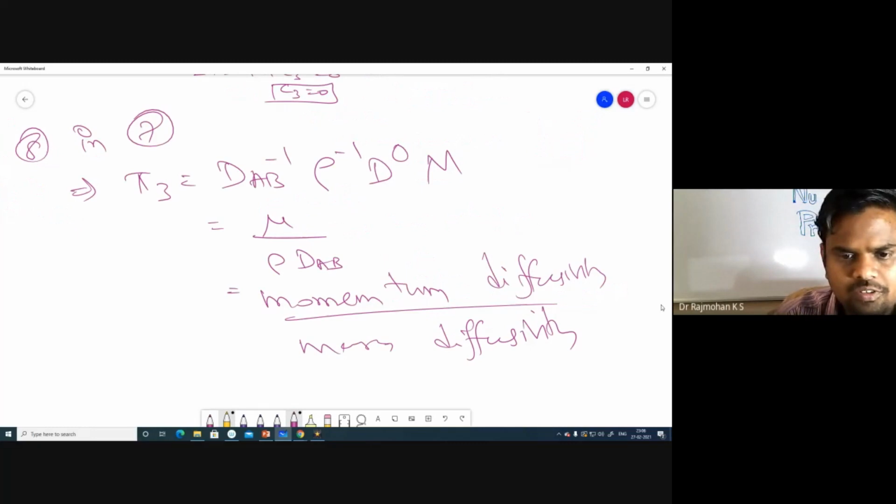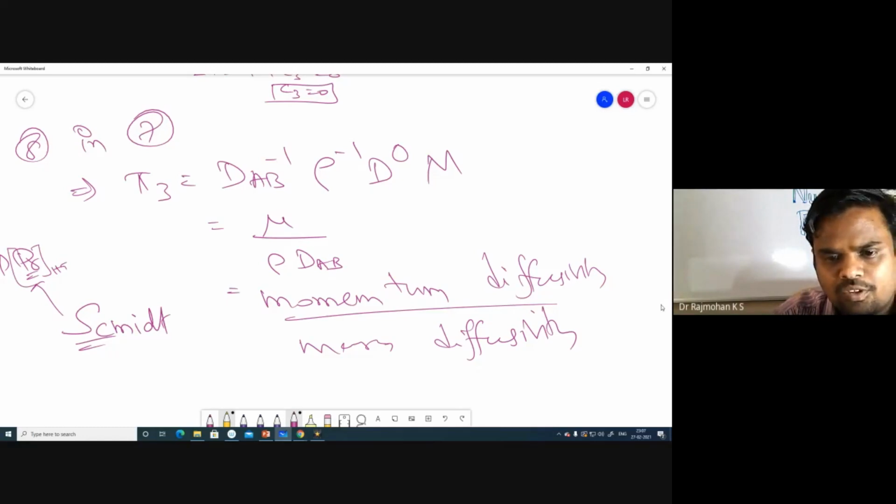So momentum diffusivity by mass diffusivity is nothing but the Schmidt number, and it is equivalent to the Prandtl number in heat transfer. Okay, so there we define momentum diffusivity by thermal diffusivity as the Prandtl number, right? So we have pi 3.